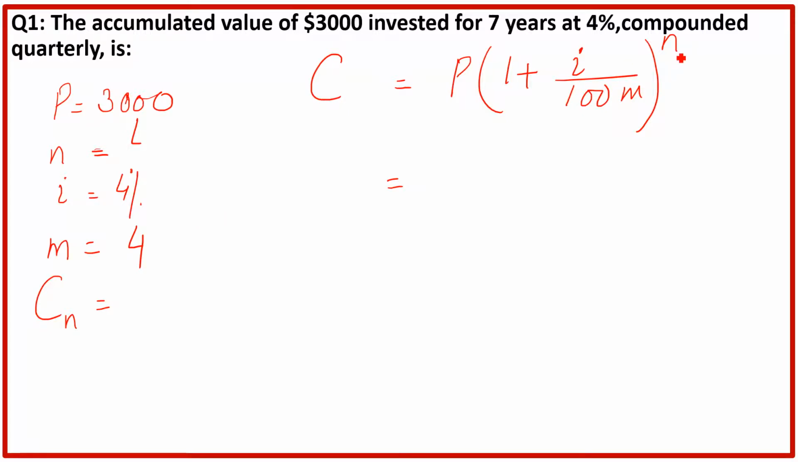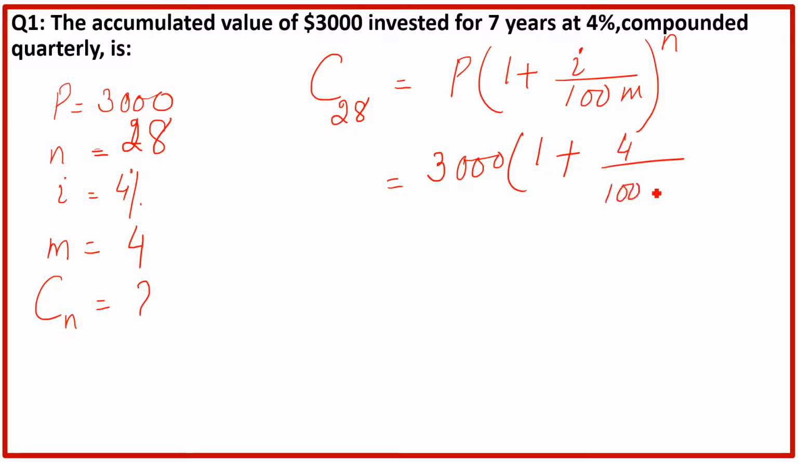So now what about n? So there are 7 years and there are 28 quarters in 7 years. So n will be 28. Whatever is n, we will write down Cn. We have to find out it means Cn, C28, because there are 28 periods, 7 years, and there are 28 quarters in 7 years. So P is 3000. 1 plus I is 4%, 100 multiply by 4 because there are 4 quarters in a year, whole raised to power 28.